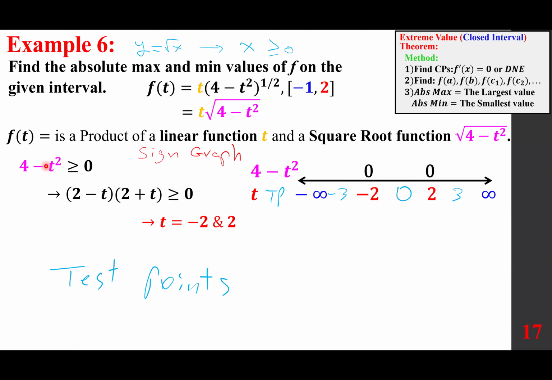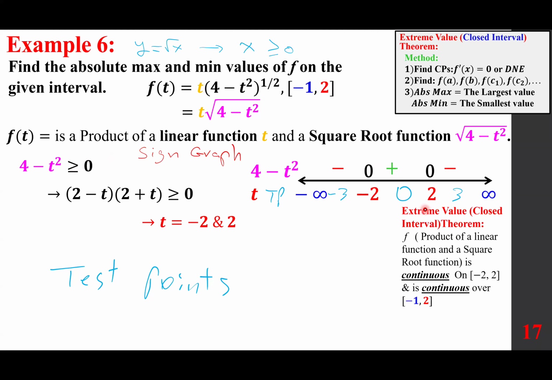0 is the easiest number. If I get 0, 4 minus that is positive, so I get positive here. So if it's positive and it alternates, this becomes negative, this becomes negative. If you have any doubts, you can plug in. For example, if you plug in 3, you get 9. 4 minus 9 is -5. So that's how you get negative. So if we want this to be greater than or equal to 0, we want this one, which is between -2 and 2, and the domain becomes -2 to 2.